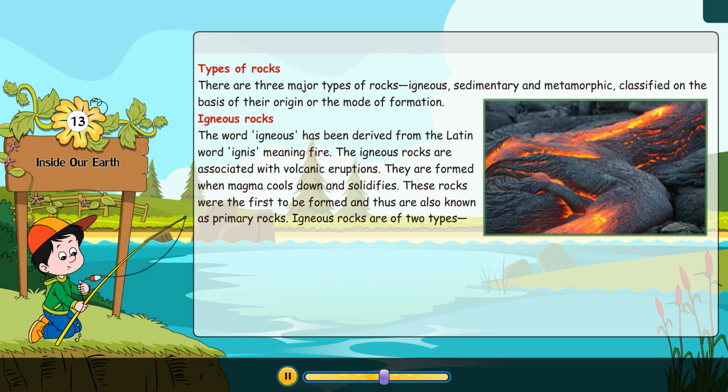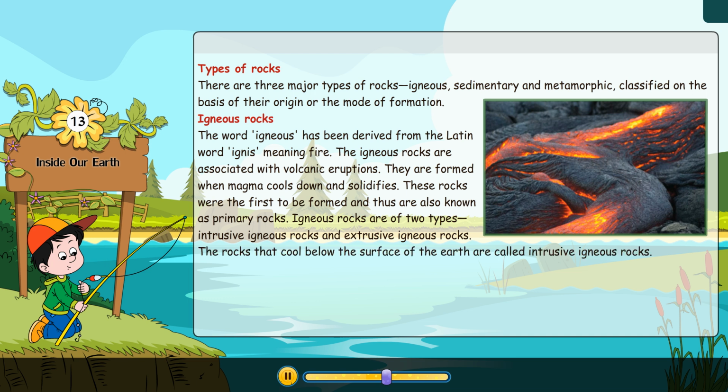Igneous rocks are of 2 types: intrusive igneous rocks and extrusive igneous rocks. The rocks that cool below the surface of the Earth are called intrusive igneous rocks. The rocks that cool on the surface of the Earth are called extrusive igneous rocks.